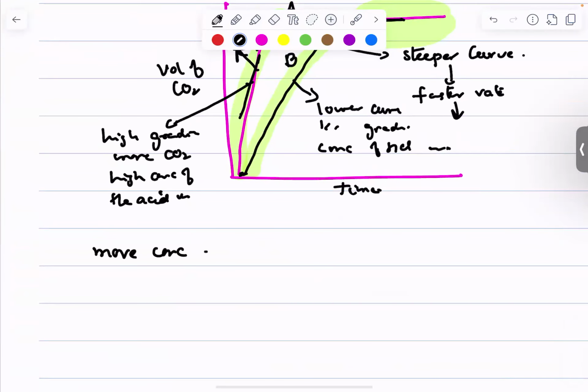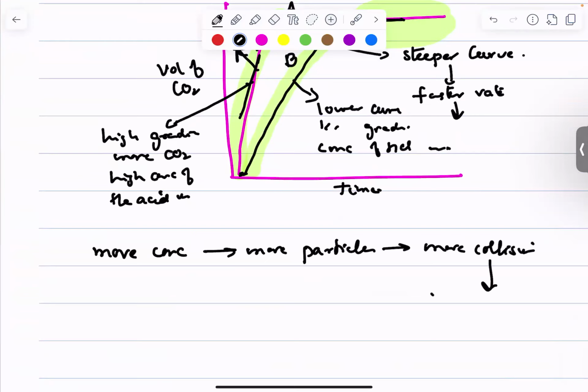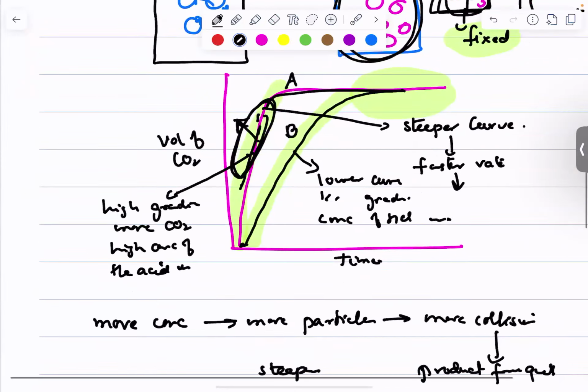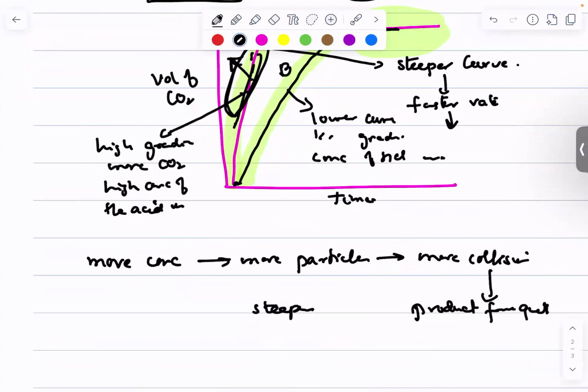More concentration means more particles. More particles means more collision. More collision means more product. More product means steeper curve. Instead of more product, I'll write product forms quickly. Like this, the volume of carbon dioxide is far greater here, and the gradient would also be higher, right?